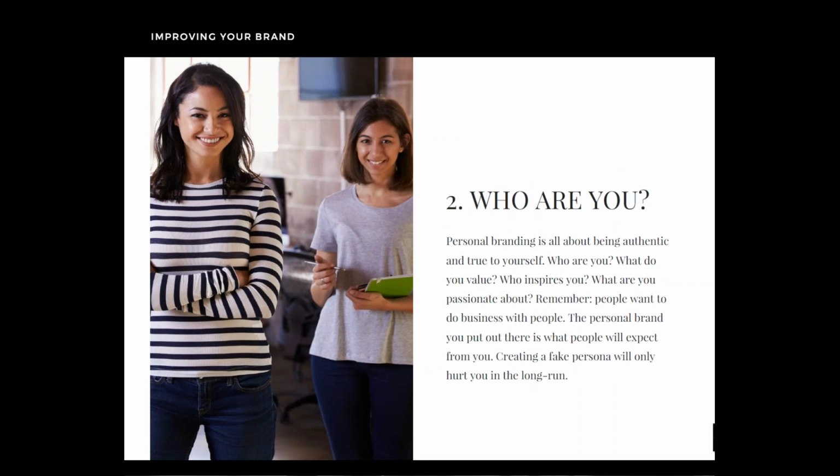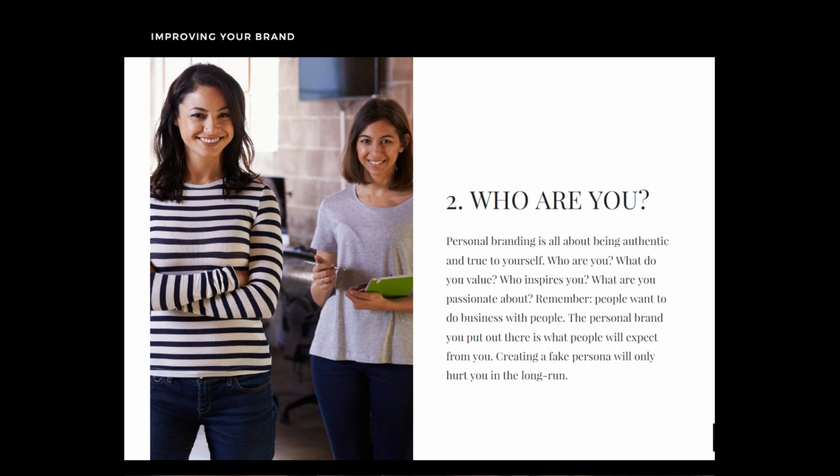It's the who you are step. So figuring out who you are and what you value, what really inspires you, and figuring out how you want to present yourself authentically to other people through your brand.